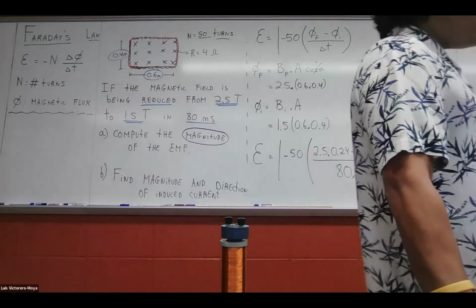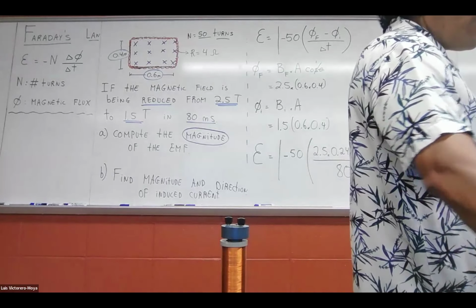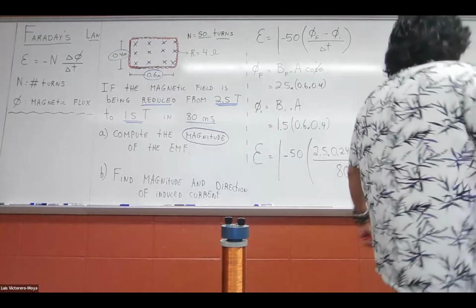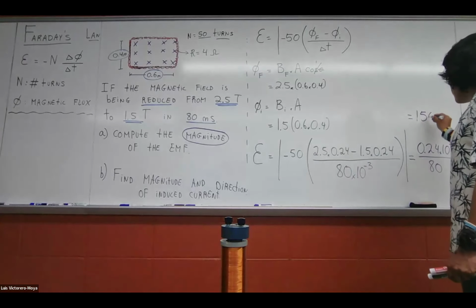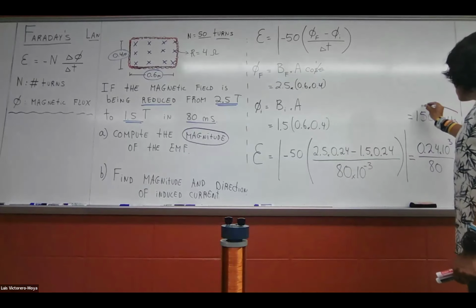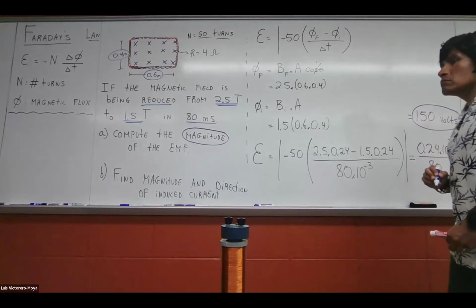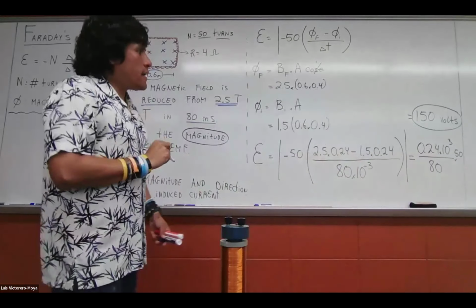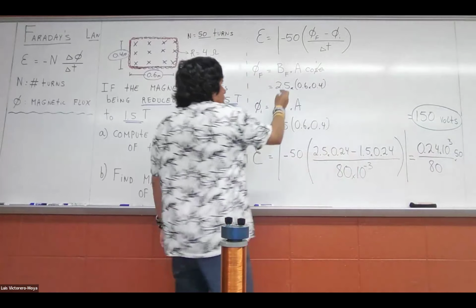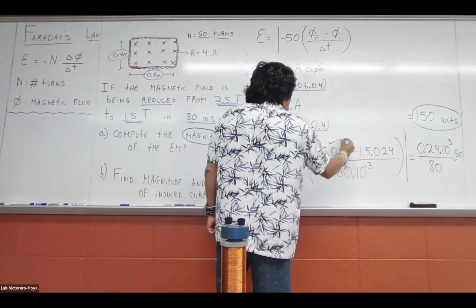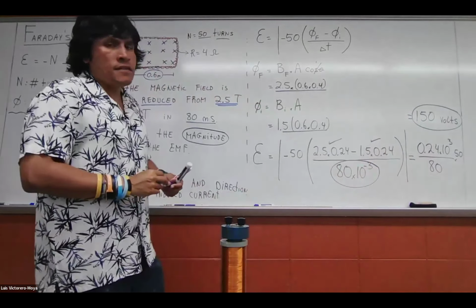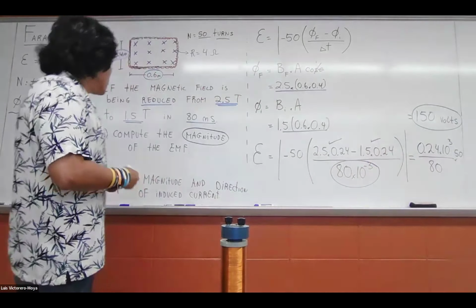You see, the time is very small, so that will give you a large value: 150. The units for E are volts. Not bad, kind of realistic there. So that's the answer for part A, 150 volts. As long as you keep it organized, with the right units, then it's easy to work these questions. That's part A.